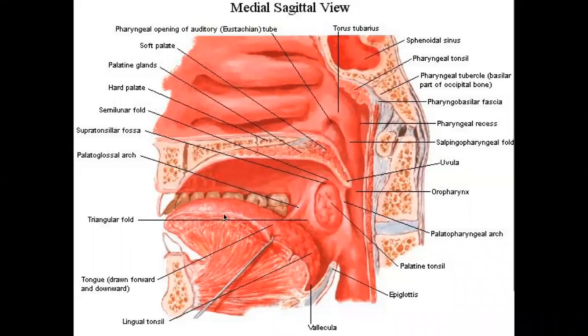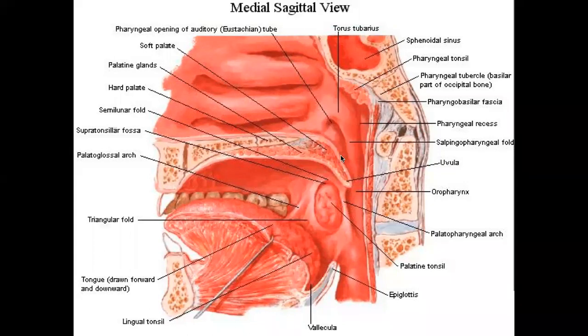When we are swallowing, what happens? The tongue pushes the food upwards and the food is passed downwards into the oropharynx. At this particular time, what is happening? The soft palate moves upwards and closes the narrow region which connects the nasopharynx with the oropharynx. This narrow region is called the nasopharyngeal isthmus. What is it called? Nasopharyngeal isthmus. Isthmus means narrow region. Now look at this.